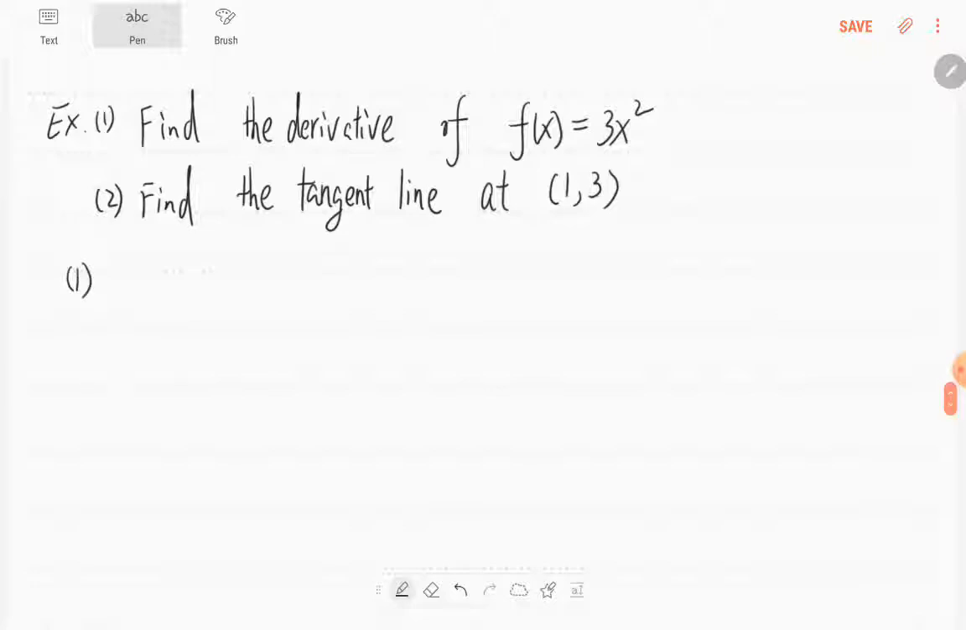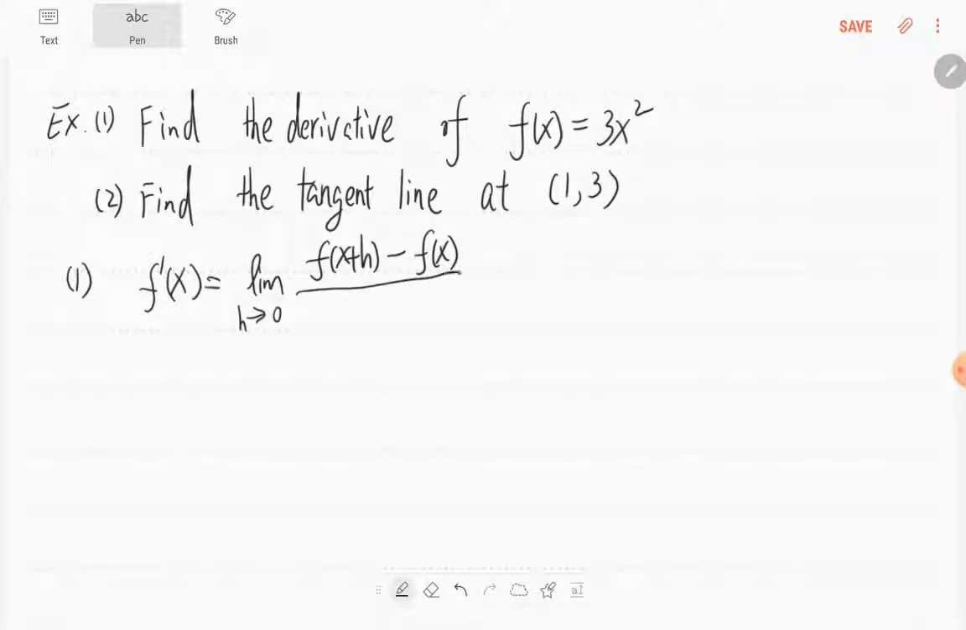To find the slope and the derivative of the function f(x) equals 3x squared, we just use the definition, which is the limit of the difference quotient, right? This is f prime of x equals the limit as h approaches 0 of f of x plus h minus f of x, divided by h. You have to memorize this formula. Then we plug in everything, right?